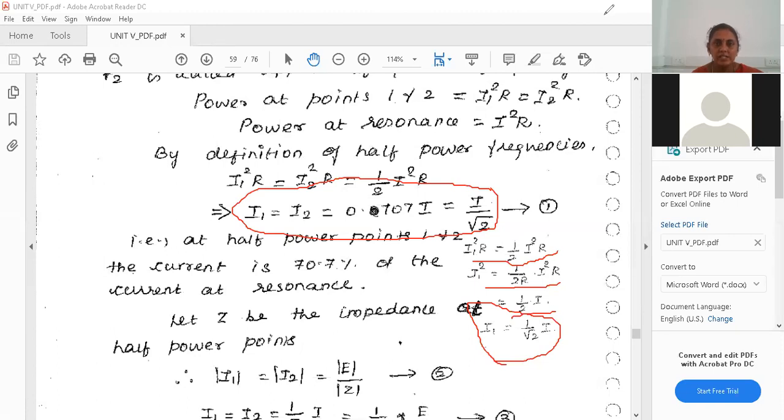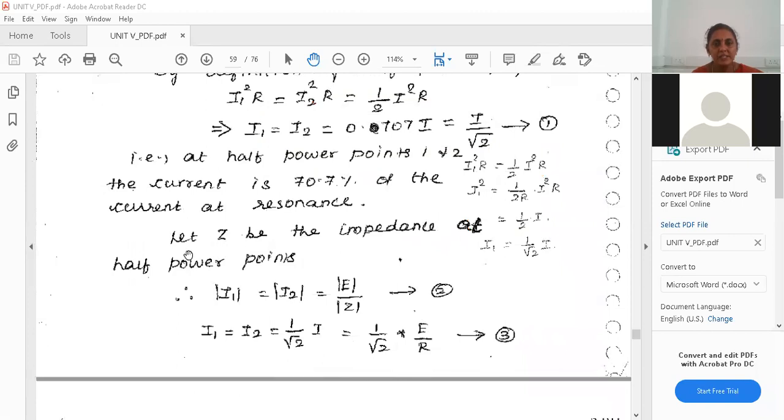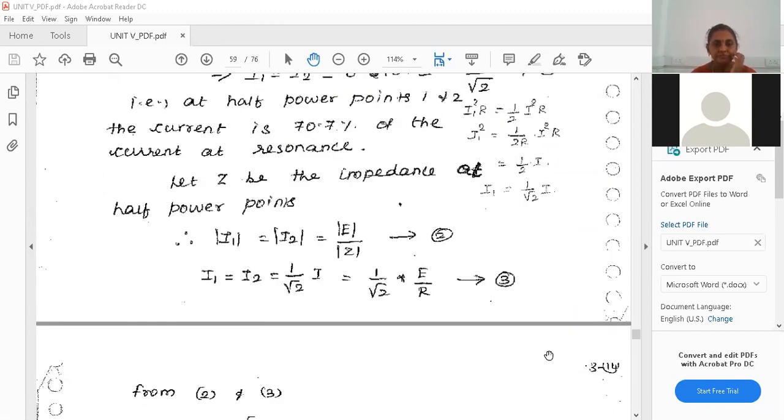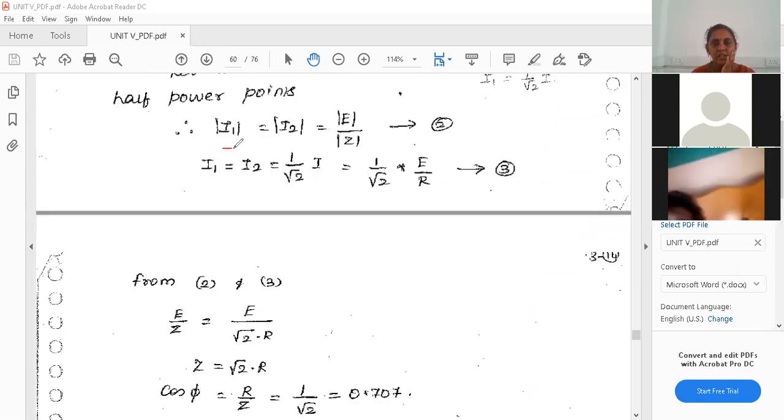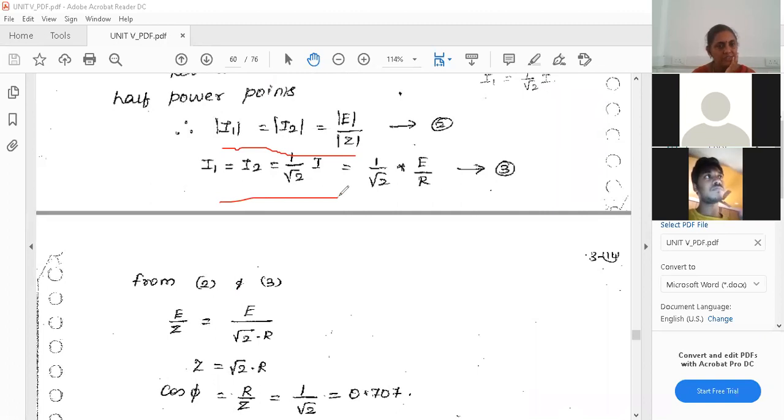Now next, let us derive the expression. Let Z be the impedance at half power points. So what is the current? You know, current is always voltage by impedance. So we are putting it as I1 is equal to I2 is equal to E by Z. Now this also we have derived, I1 is equal to I by root 2. Now what is I by root 2? I is going to be E by Z at resonance, and Z is going to be R, right? Impedance is equal to the resistance. So I will write it as E by R into root 2.